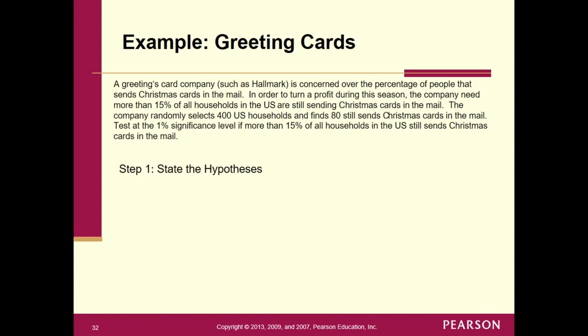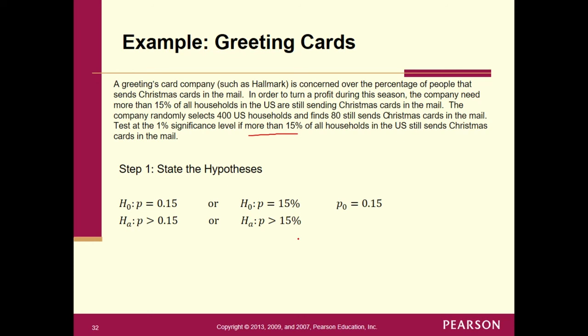All right, step one, state the hypotheses. We wanted to test, let me get my pen back out, at the 1% significance level whether more than 15%. That's what we're testing, so that's in the alternative: p is greater than 15%, or p is greater than 0.15. We go back to the null: p is equal to 0.15. That means p sub 0 is 0.15, right?